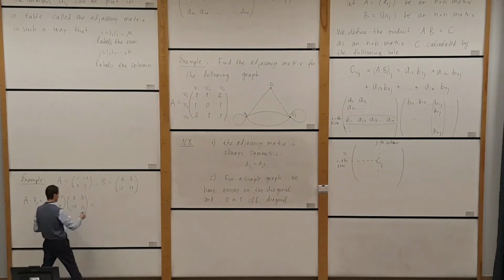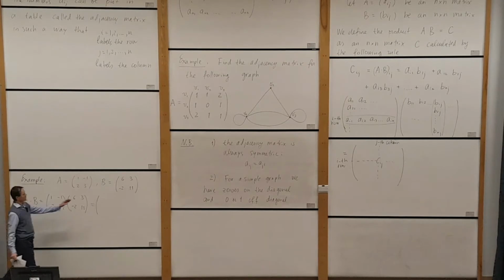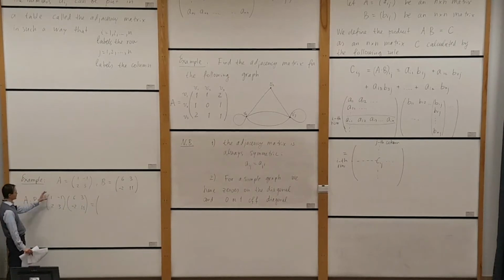And I start doing my procedure. So I will be filling it in row by row and column by column. So first I take the first row and the first column in the second matrix, right? So first row in the first matrix, first column in the second matrix.